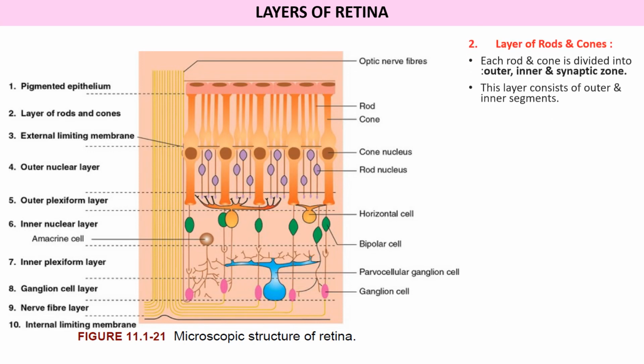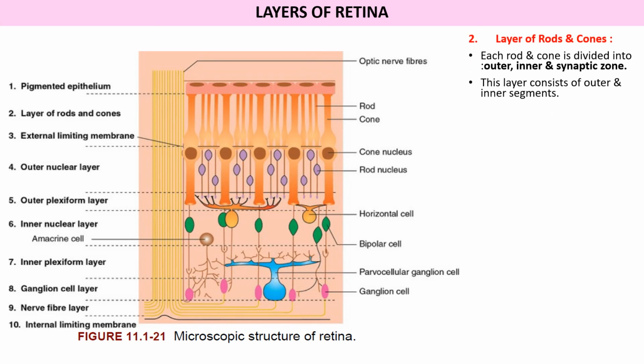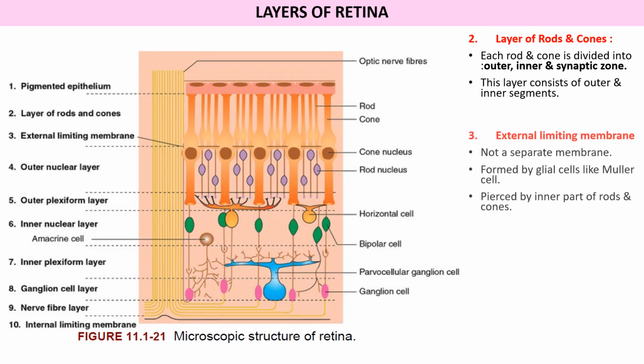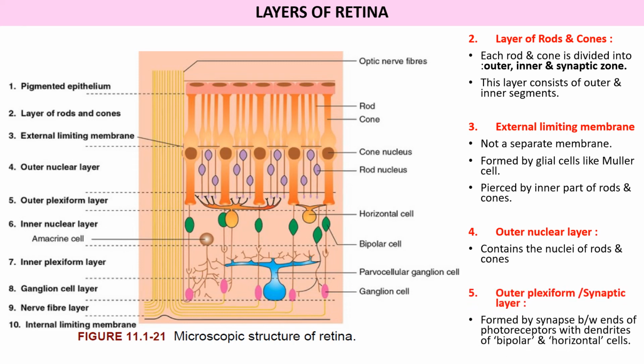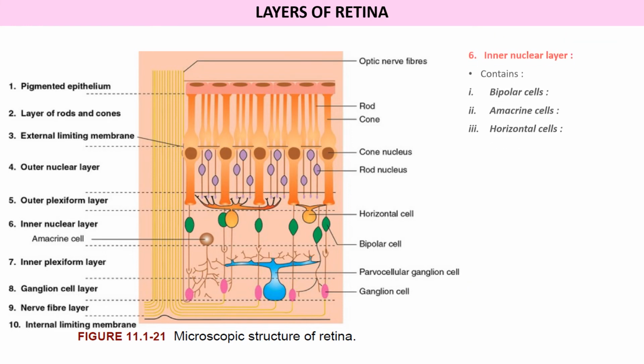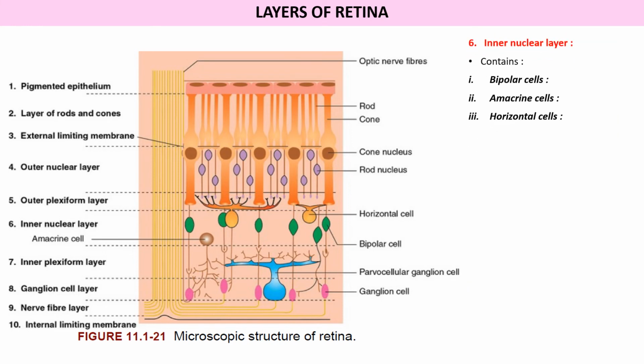The next layer of rods and cones consists of outer and inner segments of the photoreceptors. The external limiting membrane is made up of supporting cells like glial cells. This layer is pierced by inner parts of rods and cones. The outer nuclear layer contains the nuclei of the photoreceptors. The outer plexiform layer is formed by the synapses between ends of photoreceptors with the dendrites of bipolar and horizontal cells. The inner nuclear layer contains the image processing cells: bipolar, amacrine, and horizontal cells.